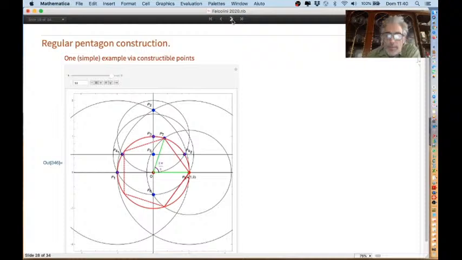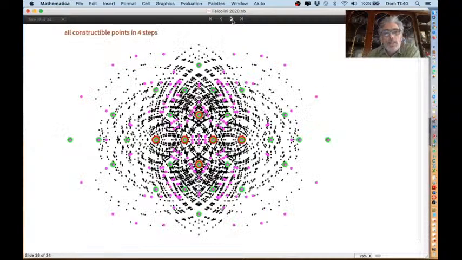We run out of time, so let me just show you that if we get all possible points in 4 steps, we get this nice picture, and it's very difficult to produce more steps because of the high number of points in the picture. So here we don't get yet the cosine of 2 pi over 5 because we need 7 steps.